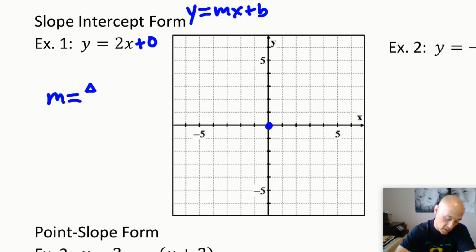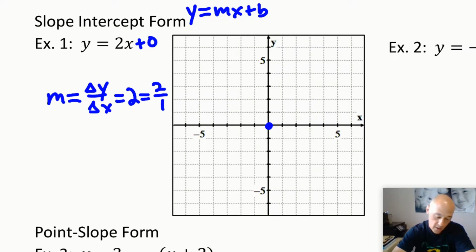Remember, slope is delta y over delta x. In this case, it's 2, which is 2 over 1. So this says to go up 2 to the right 1, delta y over delta x. Up 2 to the right 1, up 2 to the right 1. Or similarly, that could equal negative 2 over negative 1, which says to go down 2 and to the left 1.